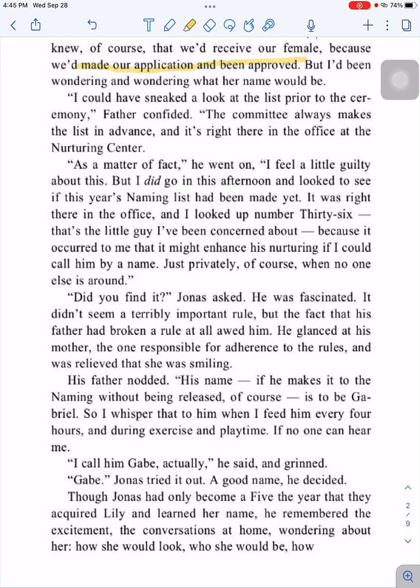Okay, so we see that this new child who Jonas's father wants to take care of is named Gabriel.